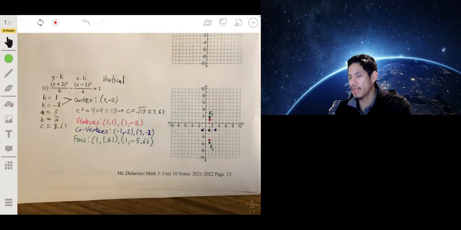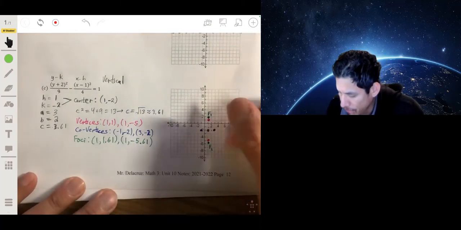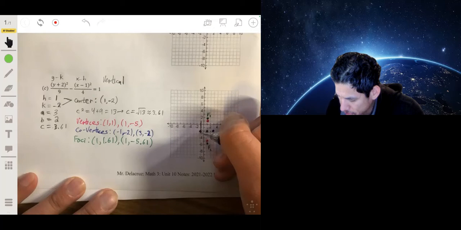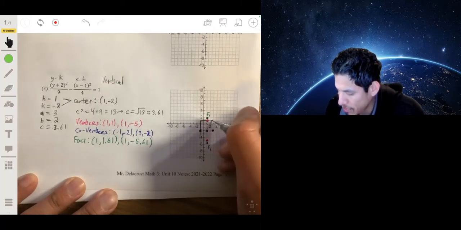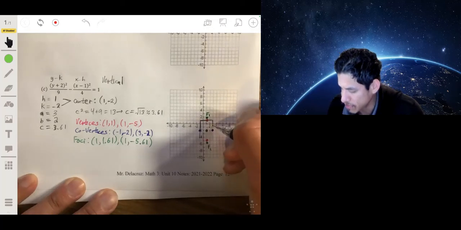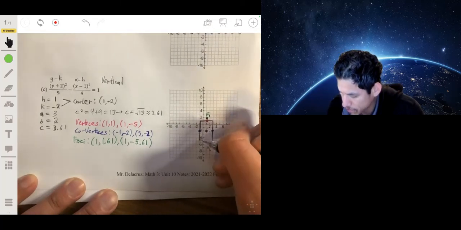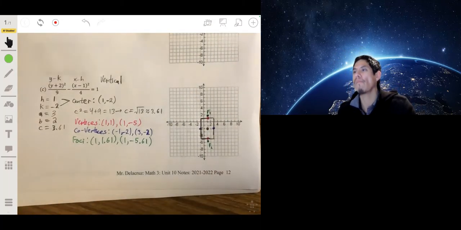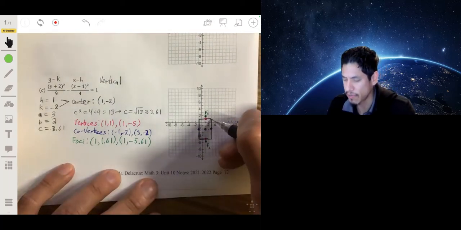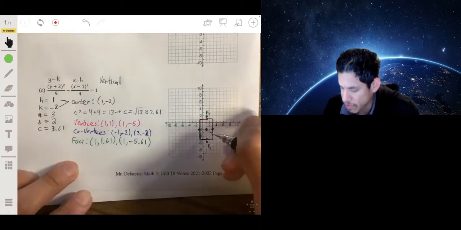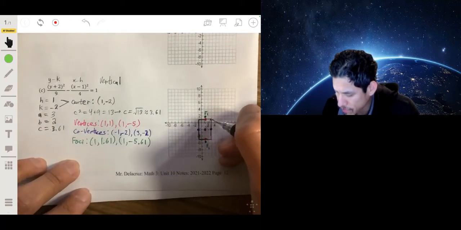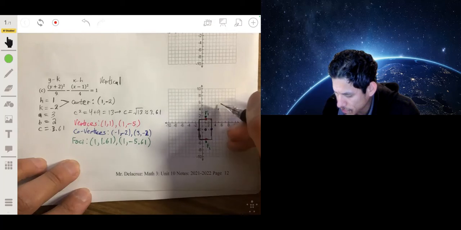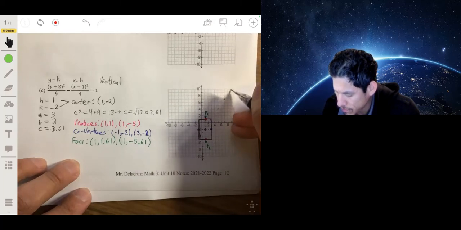And then what I recommend is to now draw a rectangle through the vertices and co-vertices. This will help you draw out the branches of your hyperbola and help you also determine the equations of the asymptotes. Like this. And the asymptotes, remember, are lines that go through the center and to the corners of this. So we go through here, up 3 to the right 2, up 3 to the right 2, up 3 to the right 2, like that.